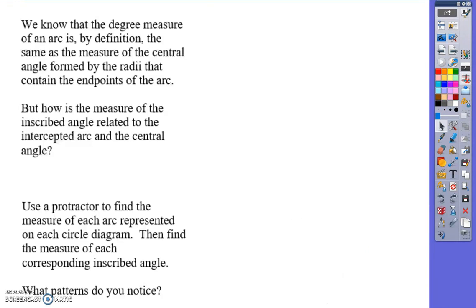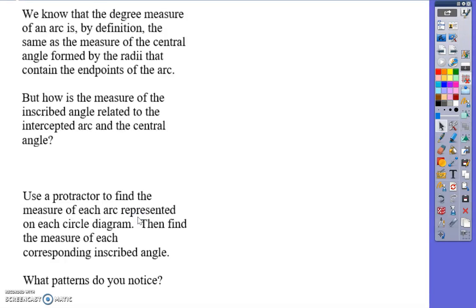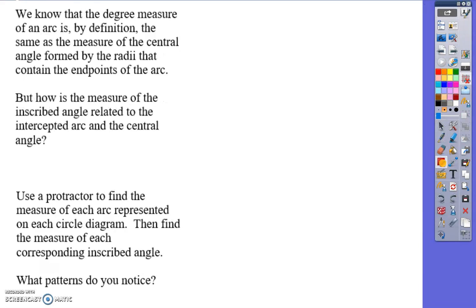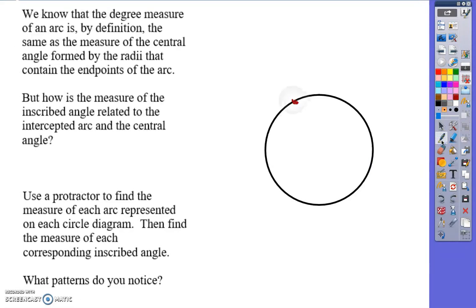Okay, so to finish this off, we're looking at what's happening with that inscribed angle and the central angle. So we know that the degree measure of an arc is by definition the same as the measure of the central angle that's formed by the radii that contain the endpoints of that arc. Let's make sure we understand what that just said. So given a circle and an arc on the circle, the measure of this arc is the same as the measure of the angle. That's all that's saying. The central angle being from the center to the edges.